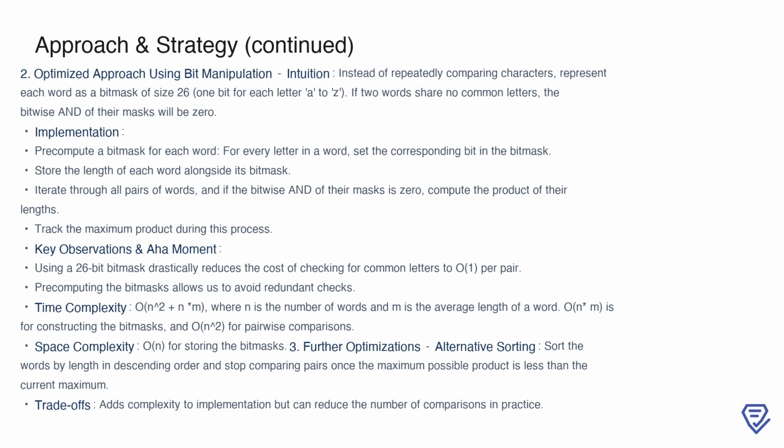While this is a significant improvement, we can further optimize by sorting the words by length in descending order and stopping comparisons early if the maximum possible product becomes smaller than our current maximum. However, this adds implementation complexity and is useful only in specific cases.